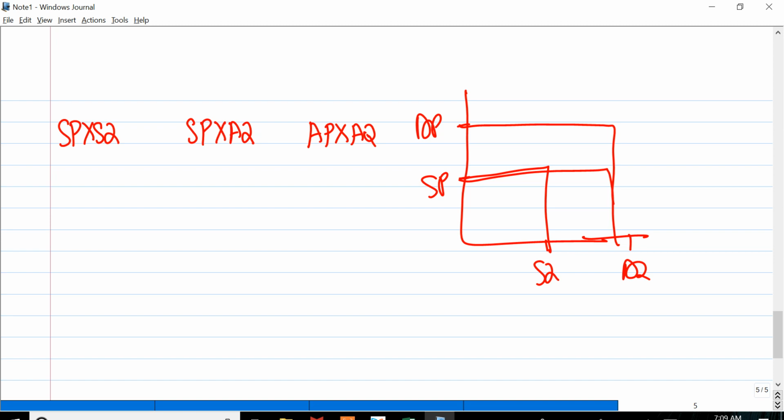SP into SQ is called standard material cost, AP into AQ is actual material cost. Clear? Any doubts on this? Standard material cost and actual material cost.